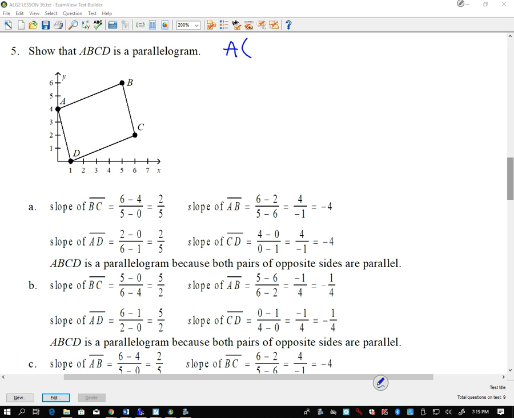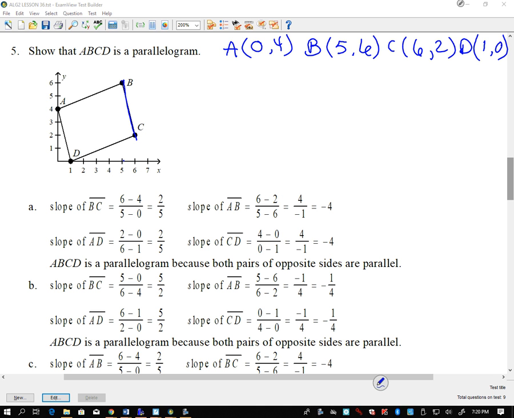A is (0, 4). B is what looks like (5, 6). C is (6, 2). And D, if I have any room left, is (1, 0). Okay, so they have listed off here some slopes. The first one that's listed through most of these is BC, so this line right here.